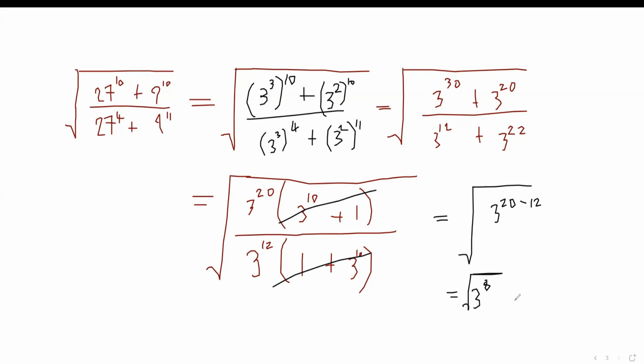If you're square rooting 3 to the 8, isn't that just 3 to the 8 being raised to the half power? So this is 3 just to the 4, and 3 to the 4 is 81, right?